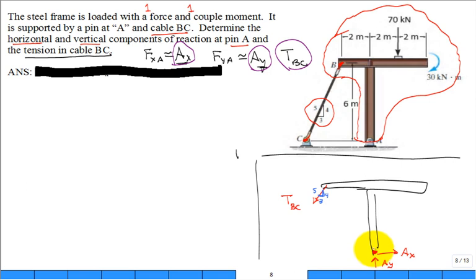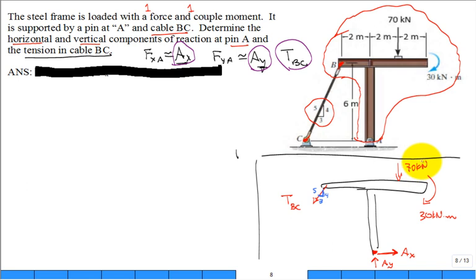Sometimes we have some insight. Oh, I think the pin is going to have to pull down on my frame, or the pin is going to have to push up on my frame to keep it in equilibrium. Sometimes you don't have that insight, so just pick the traditional positive X direction, positive Y direction for both of those. And if you get a negative answer, then hey, if you did the math right, then it's actually acting in the opposite direction. Okay, don't forget our 30 kilonewton meter couple moment, and then don't forget our load of 70 kilonewton.